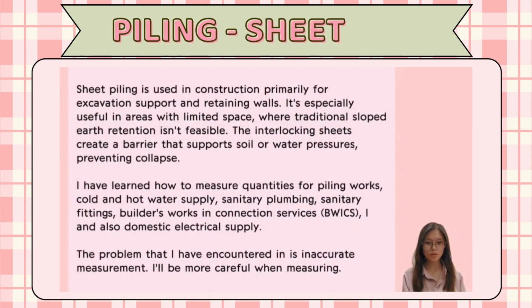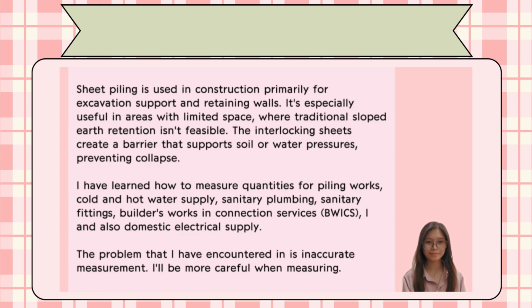Sheet piling is used in construction primarily for excavation support and retaining walls. It's especially used in areas with limited space. When traditional slope earth retention isn't feasible, the interlocking sheets create a barrier that supports soil or water pressures, preventing collapse. I've learned how to measure quantities for piling works, cold and hot water supply, sanitary plumbing, sanitary fittings, builders work in connection with services, BWIC, and also domestic electrical supply. The problem that I have encountered is inaccurate measurement. I'll be more careful when measuring.